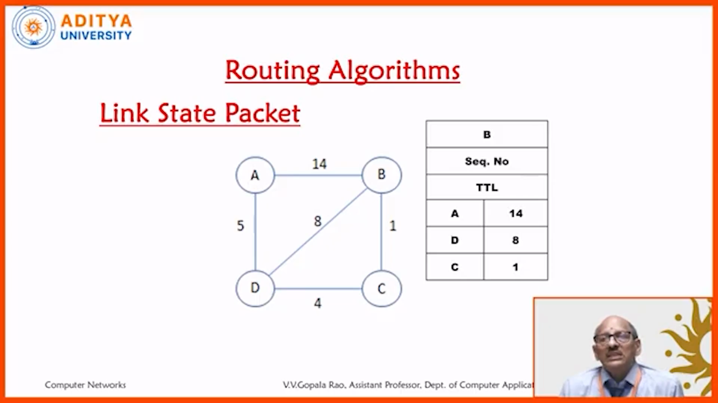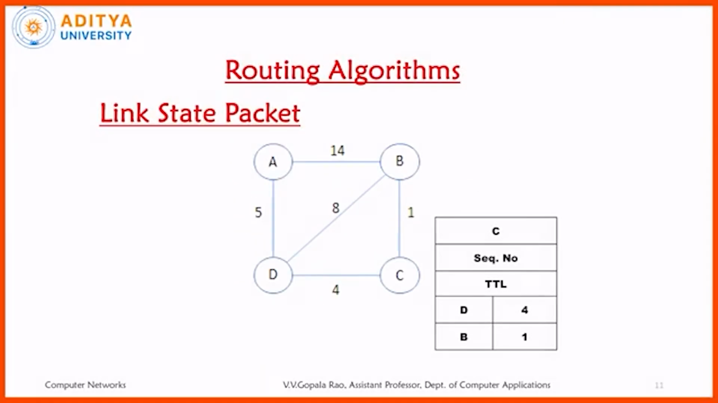This is the link state packet maintained by B, following the same pattern. For B there are three neighboring routers: A, C and D. In the table you can also find A, D, C, and of course the numbers 14, 8, 1 are the respective costs shown in the figure. On the top you find B, the name of the router, the sequence number and TTL, which are carried in all the link state packets, as I mentioned earlier. And for C also you can see the link state packet.